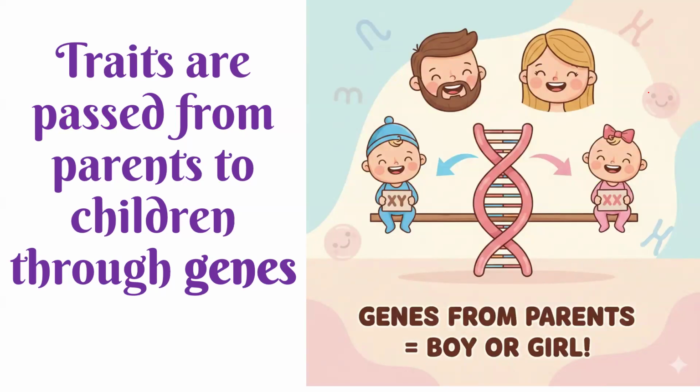So how are these traits passed? Traits means a special character. How are these passed? They are passed through genes. So a man gives rise to a man, that means human beings give rise to human beings, animals likewise. This happens due to traits, and these traits are passed to children through genes.